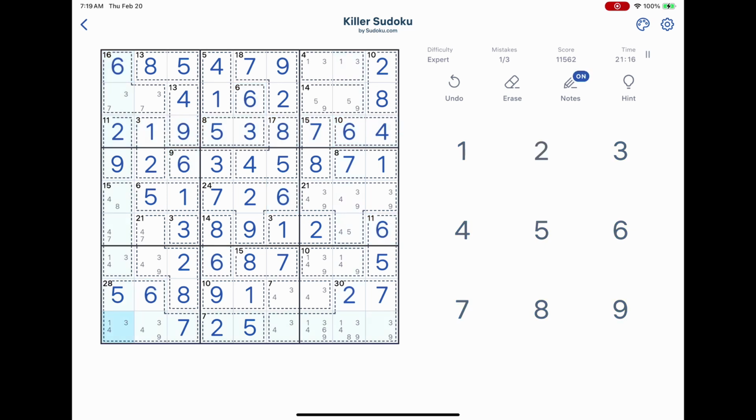Balance the 28 sum in row 8. 28 minus 18 leaves 10. The only 10 is 1 and 9. Block 7. Block 9. Block 8. Block 9.